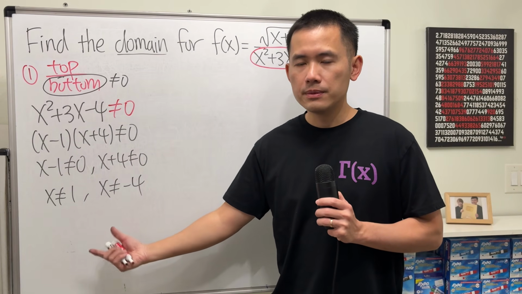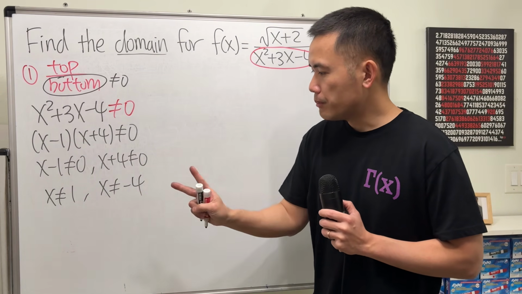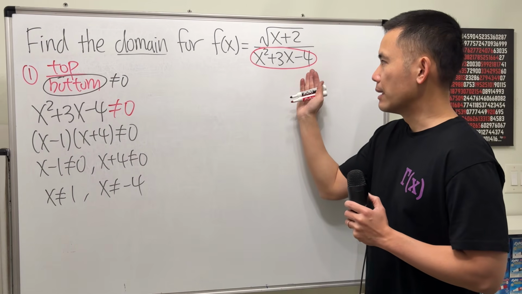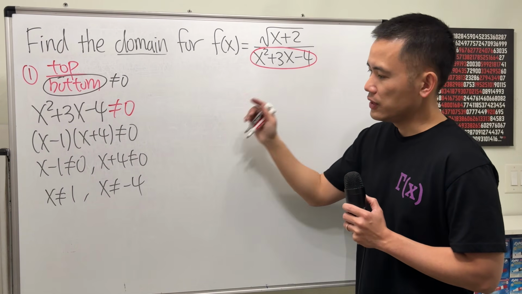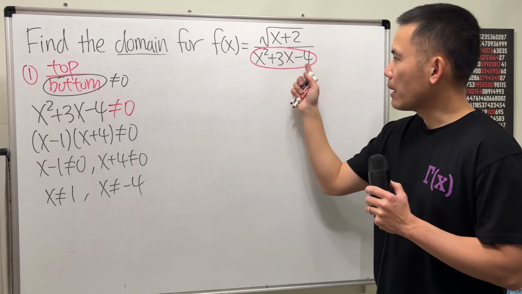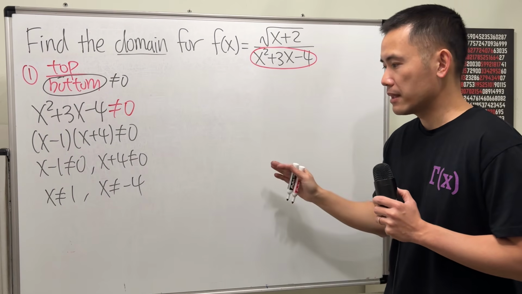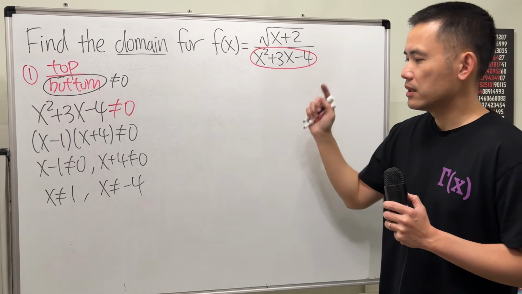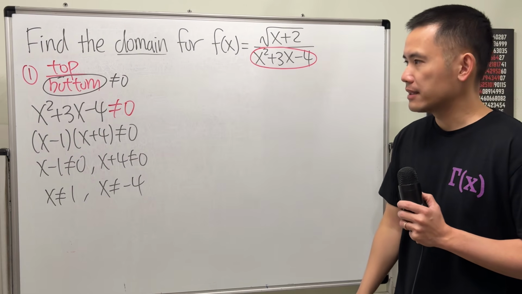By doing this, we found two numbers that we cannot use for this function. Because if you plug 1 into the bottom expression, you get 0, which is bad. Likewise, if you plug in negative 4, it's also bad.